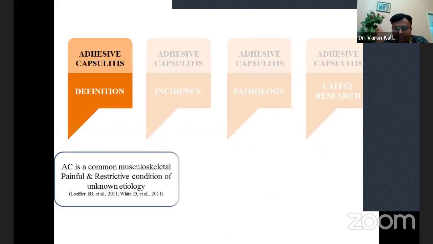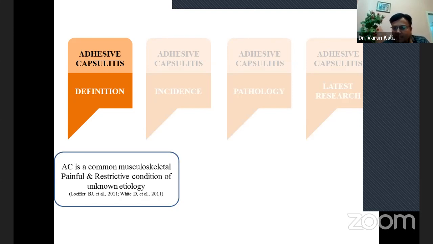So what is adhesive capsulitis? It's a common musculoskeletal, painful and restrictive condition of unknown etiology. That means it's very common in today's scenario, but it's that much difficult to treat with the help of physiotherapy. And as you already said, it takes so much time to treat or to recover.